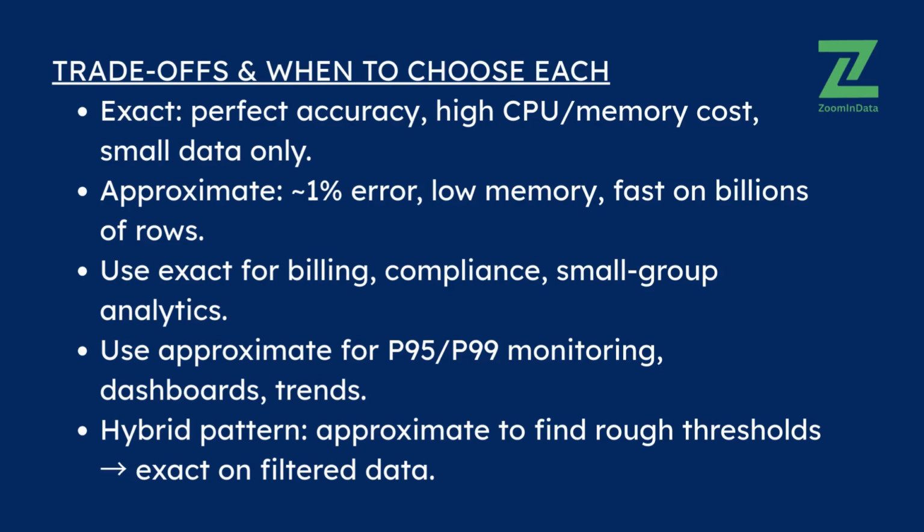Smart hybrid pattern. Run approximate first to find rough thresholds, then apply exact on the filtered subset. That gives you scale without sacrificing final precision when it counts.